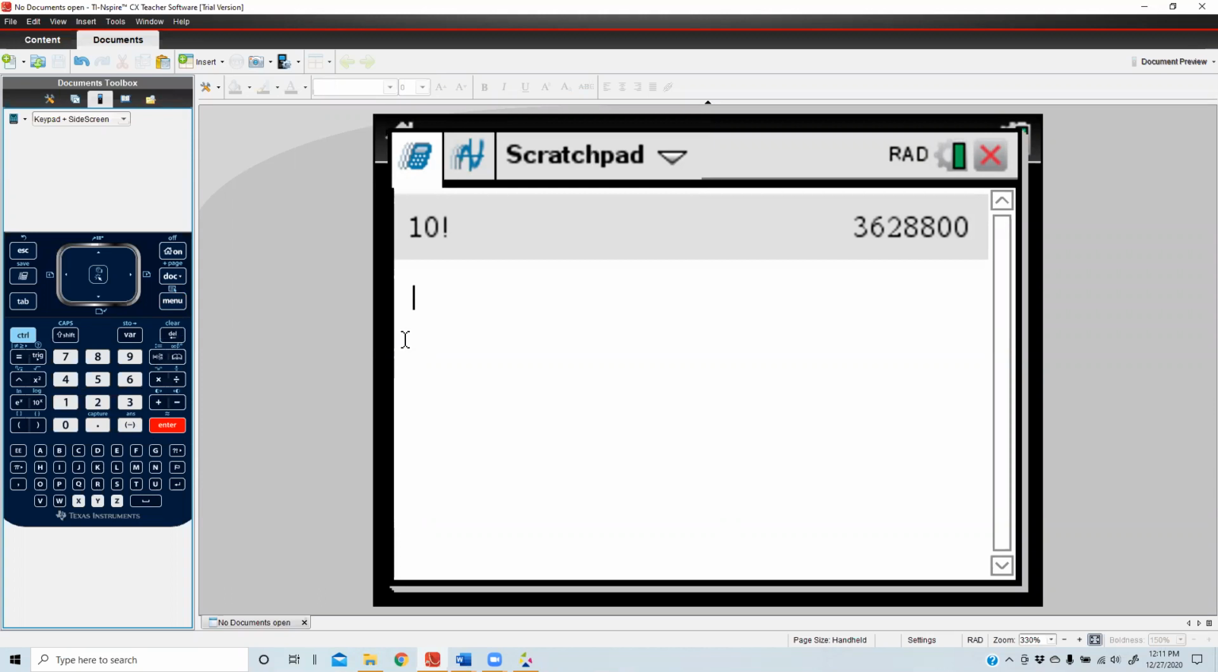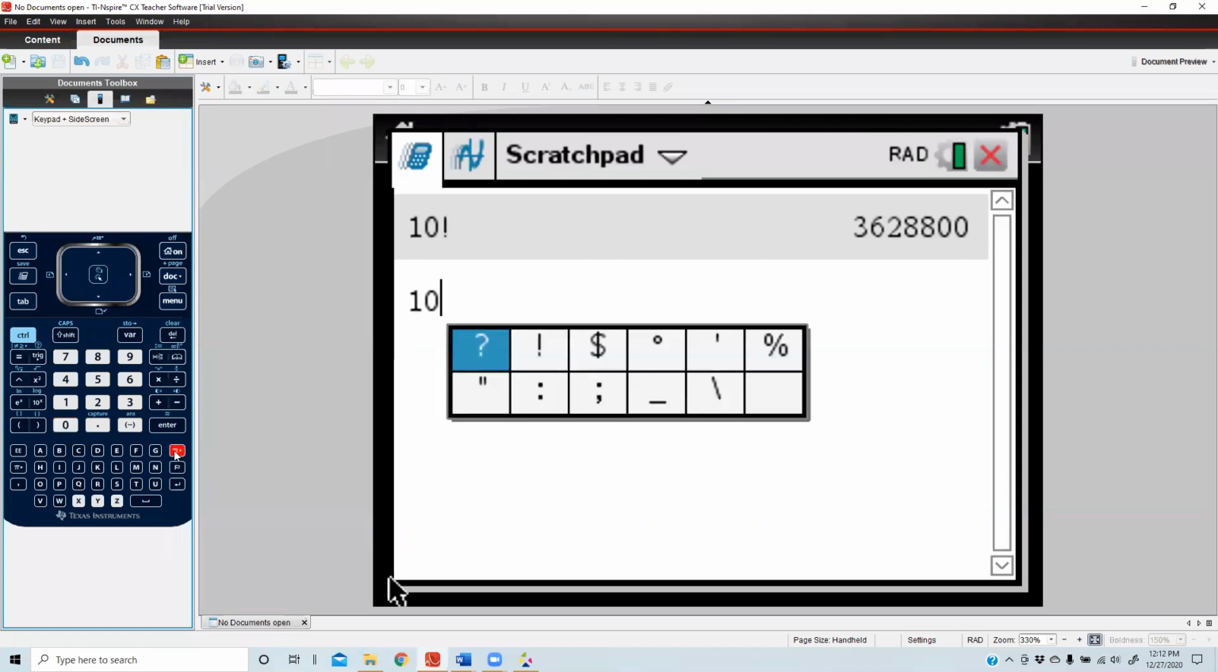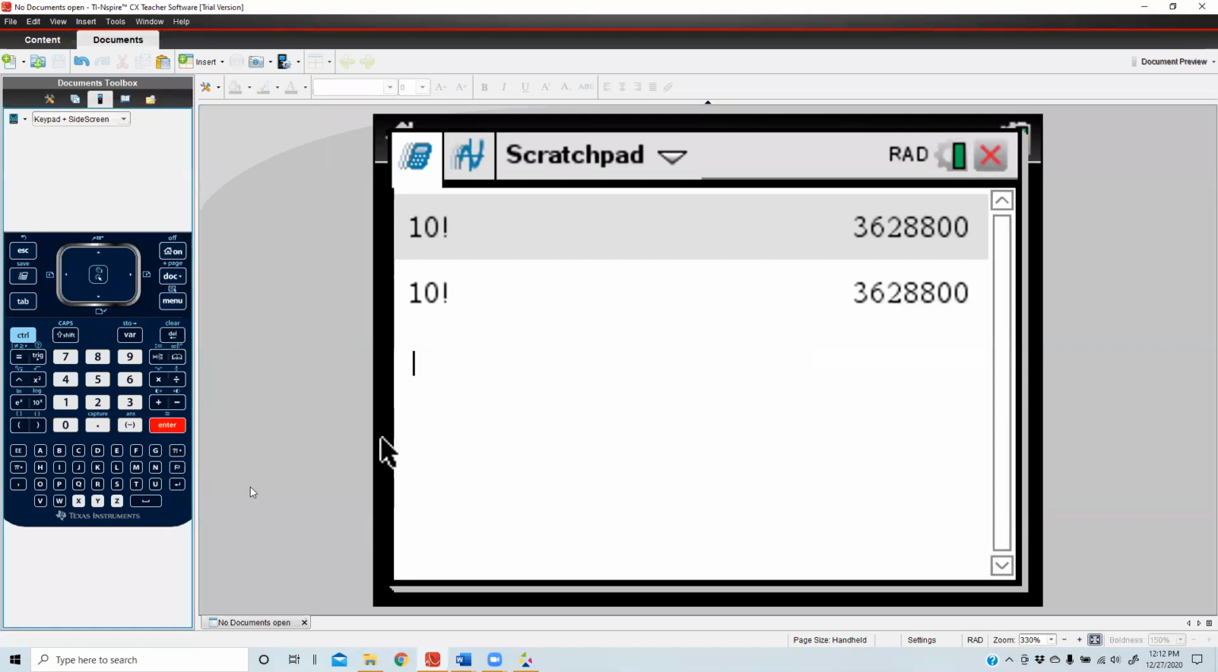3,628,800. Another way you could do this, if you didn't want to remember that, is you could hit 10 and then down on your keyboard beside the G, there's another button where you can do a question mark, an exclamation point, etc. You could hit that and choose the exclamation point and then hit enter. Gives you the same answer. So 2 different methods to get to it, but you still get the same answer. So that's how you do factorials in the calculator.